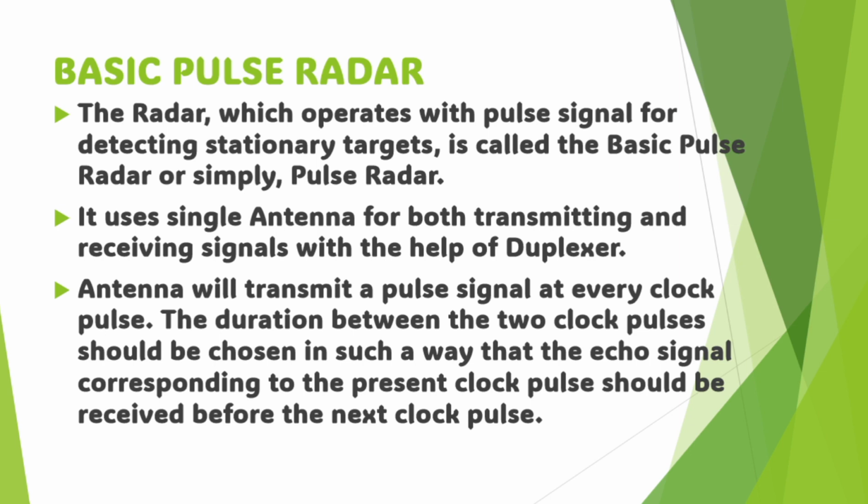Next, the antenna will transmit a pulse signal at every clock pulse. The duration between the two clock pulses should be chosen in such a way that the echo signal corresponding to the present clock pulse is received before the next clock pulse. By sending this type of electromagnetic waves, we can calculate information about different objects. Here the radio waves travel at the speed of light, so it is easier to find the objects.